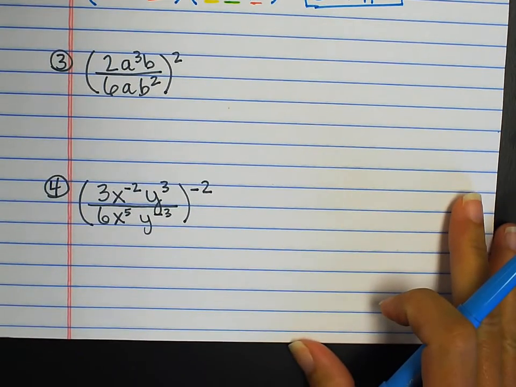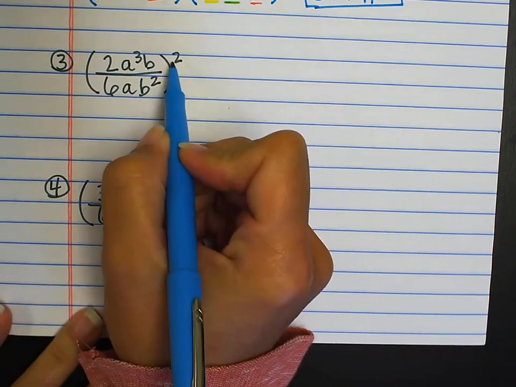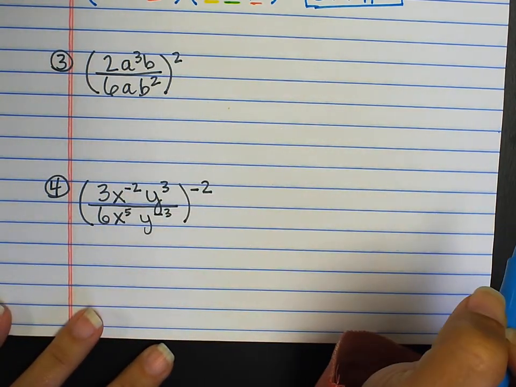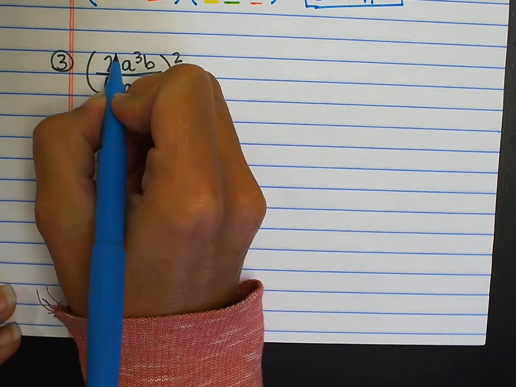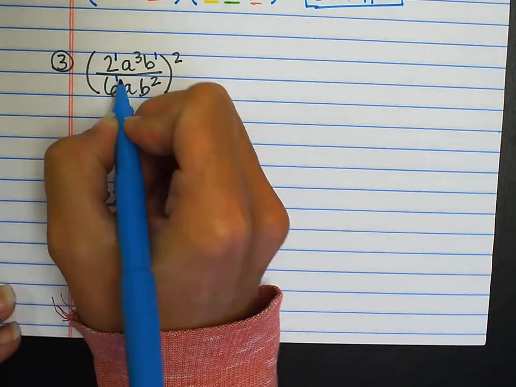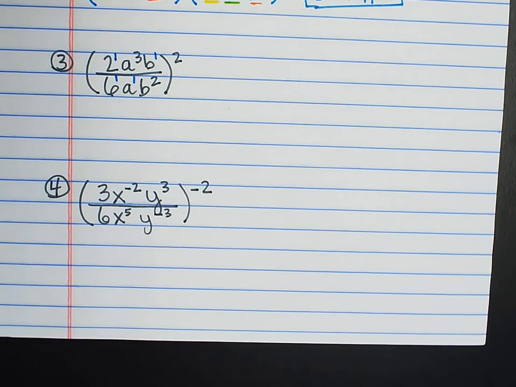Let's look at number 3. On number 3, I have this exponent outside of the parentheses, and it is going to need to be distributed to every single exponent inside the parentheses, again keeping in mind that everything has an exponent. I'm always going to write those ones in so that I don't miss anything when I'm distributing.